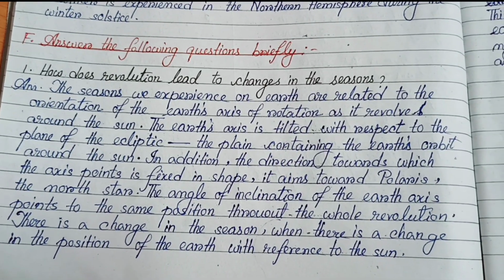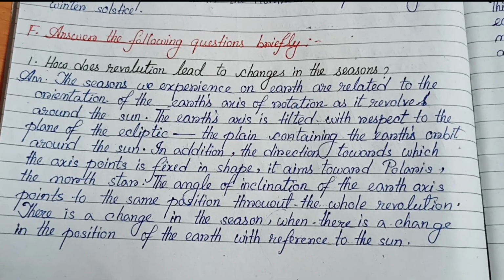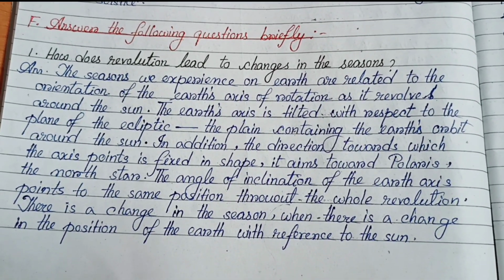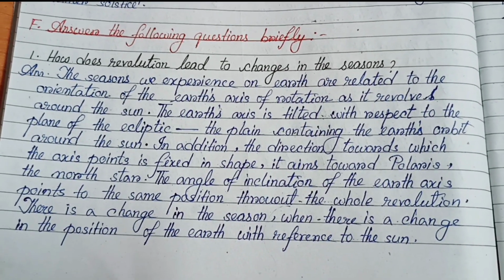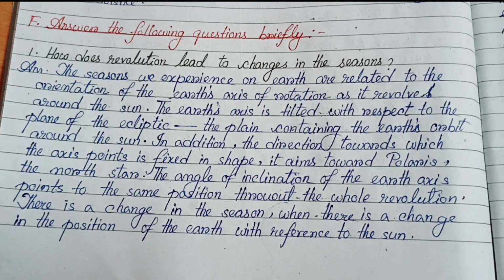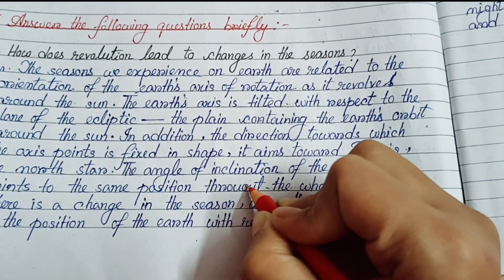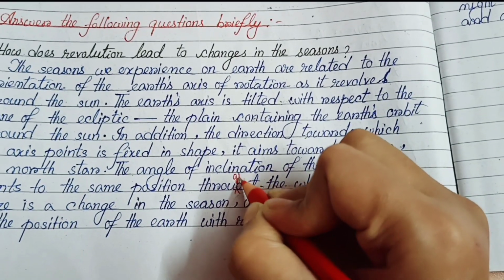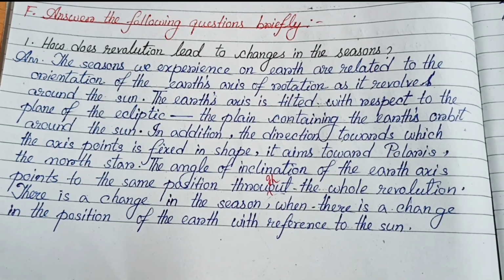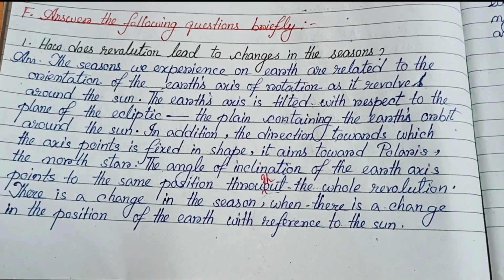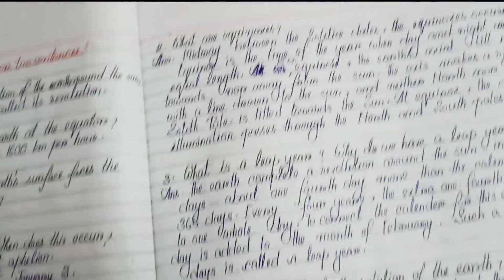In addition, the direction towards which the axis points is fixed in space. It aims towards Polaris, the North Star. The angle of inclination of the earth's axis points to the same position throughout the whole revolution. There is a change in the season when there is a change in the position of the earth with reference to the sun.